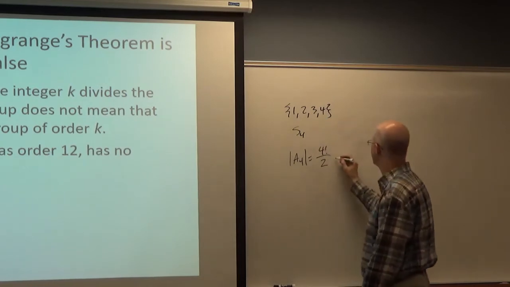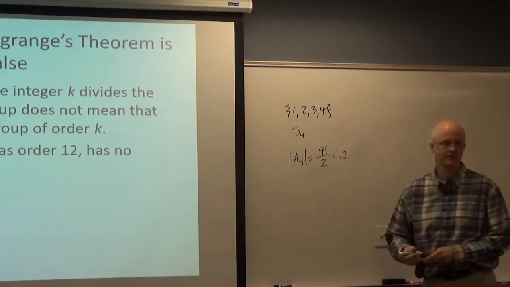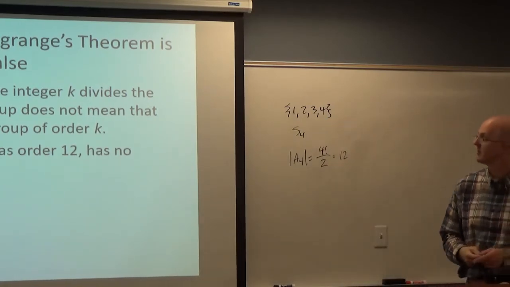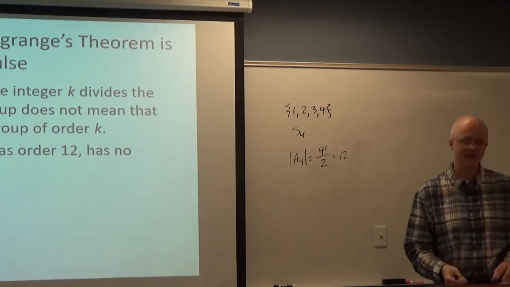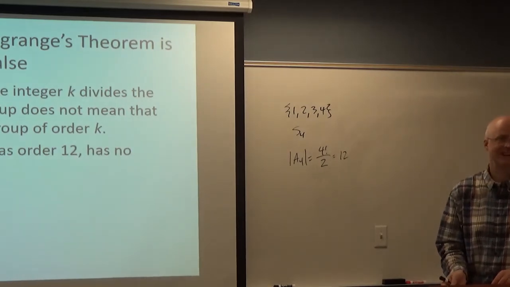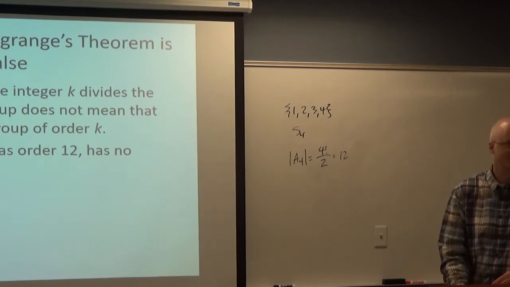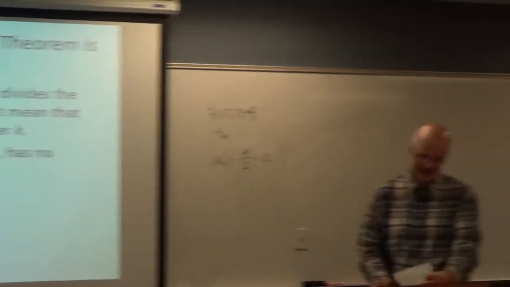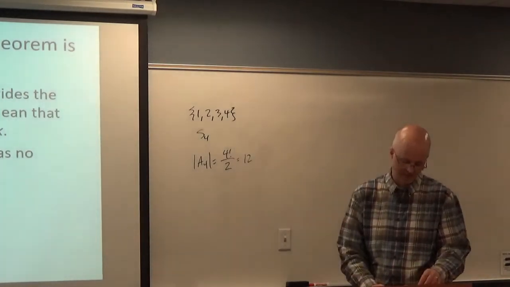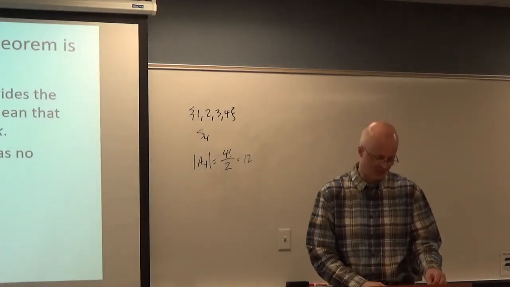4 factorial divided by 2 is 12 elements. It's got no subgroup of order 6. The book proves that. I was hoping to prove it in class today, because it's kind of a cool proof, but for the sake of time, I better not. It's a really cool proof. Probably one of the more interesting proofs we've had so far.